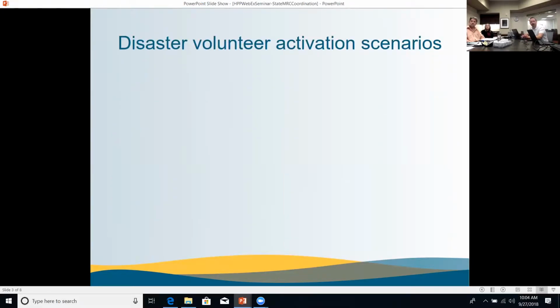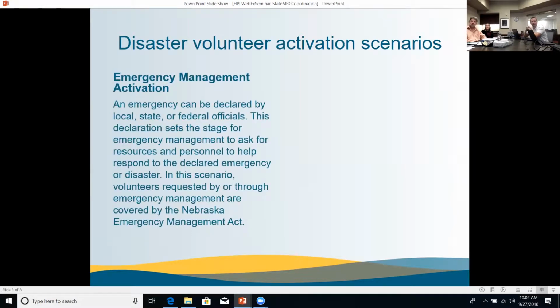So there's two ways for Medical Reserve Corps volunteers to be activated. Traditionally, we think of volunteer activation coming from the emergency management side of things. County emergency management, local emergency management, and state emergency management all have the ability to notify and request volunteers when their resources are overwhelmed.